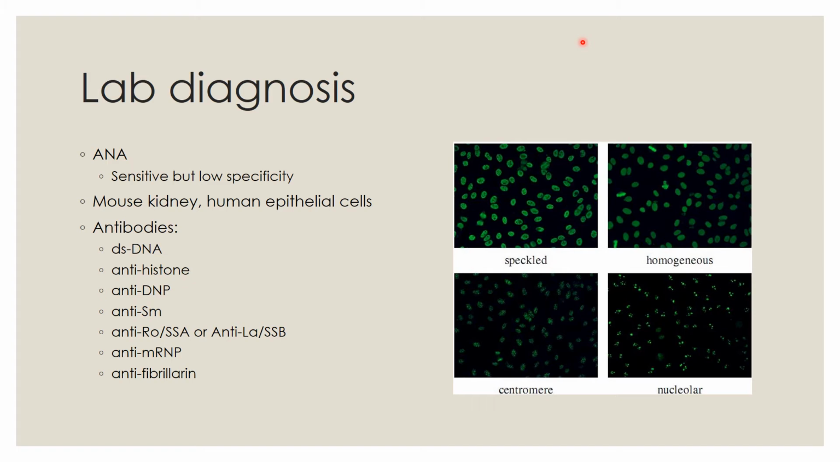And then finally, the anti-fibrillarin. This is a dense component of the nucleolus, pardon me, which gives it a clumpy nucleolar pattern. While it is found in lupus, it's actually more common in systemic sclerosis. So we can find it in lupus, but it's actually much more likely to be found in systemic sclerosis.